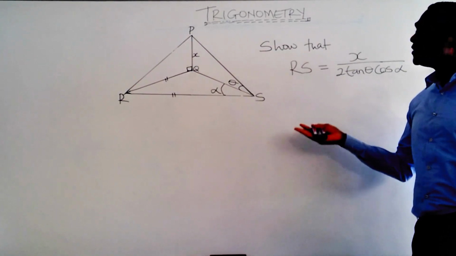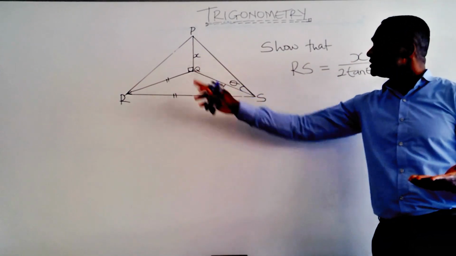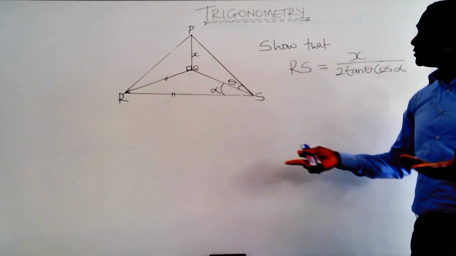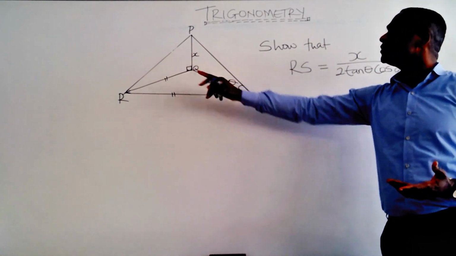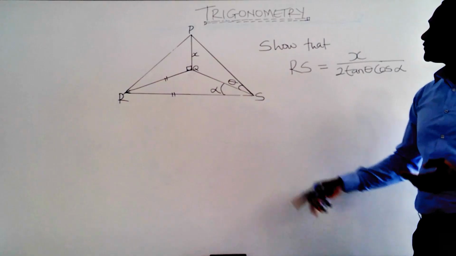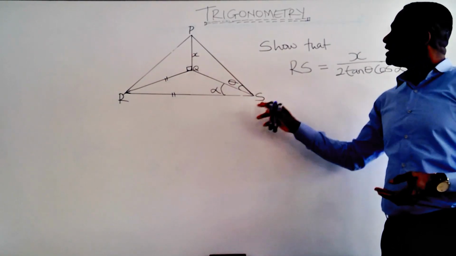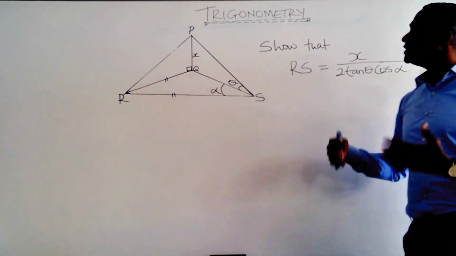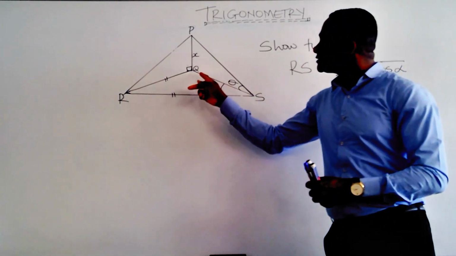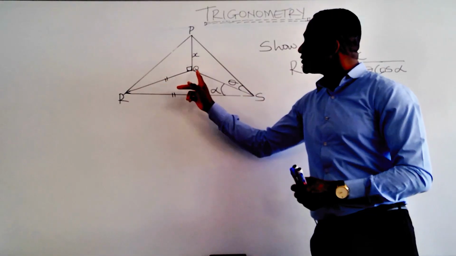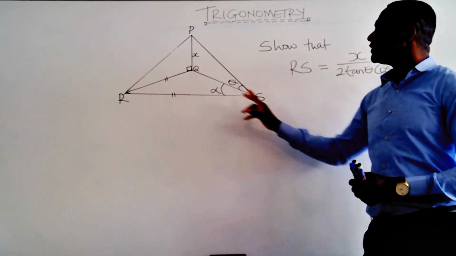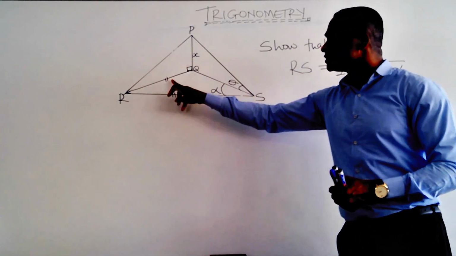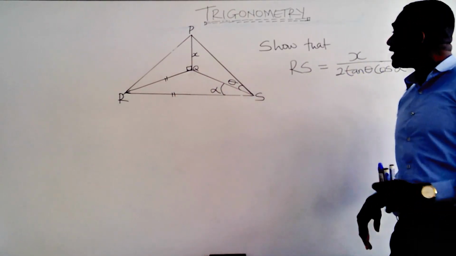But in this case, we don't even have values. We only have 90 degrees. All we have are variables. We have the PQ. Length PQ is x. Angle PSQ is theta. Angle QSR is alpha. And then they also gave us that RQ is equal to RS. That's what this notation means. It means that those two lengths are equal.